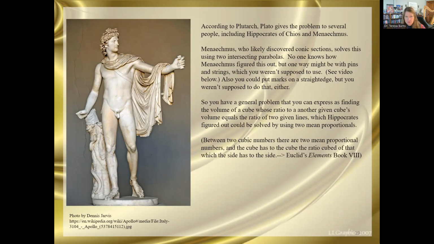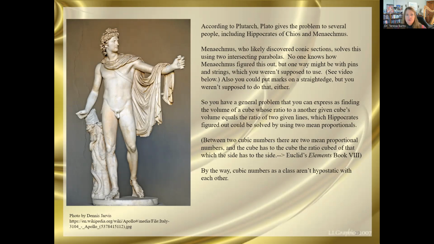So the idea with mean proportionals is that between two cubic numbers, there are two mean proportional numbers, and the cube has to be the ratio cube of that which the side has to the other side. I'm sorry, I have a little bit of a typo in there and stumbled. But this is just in Euclid's Elements. And remember, Euclid's is after Menaechmus, and this is in book 8 if you want to look it up. And we also talked last video about how D is using the idea of hypostasis.